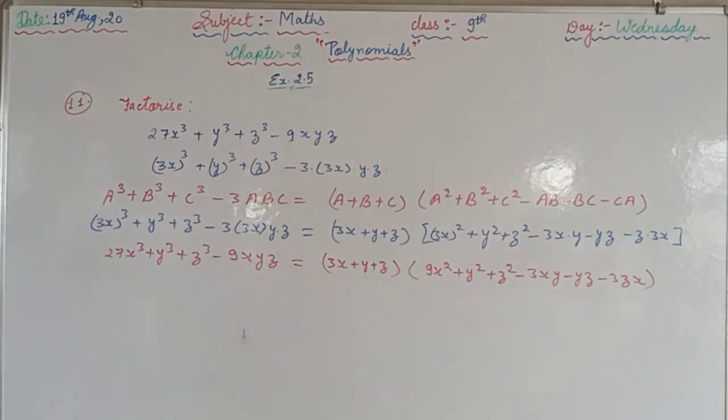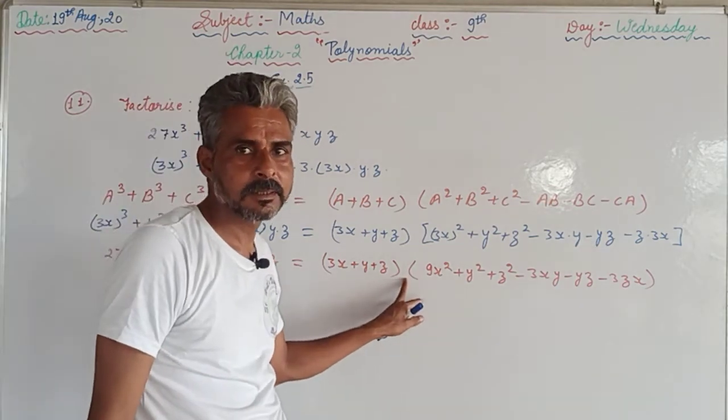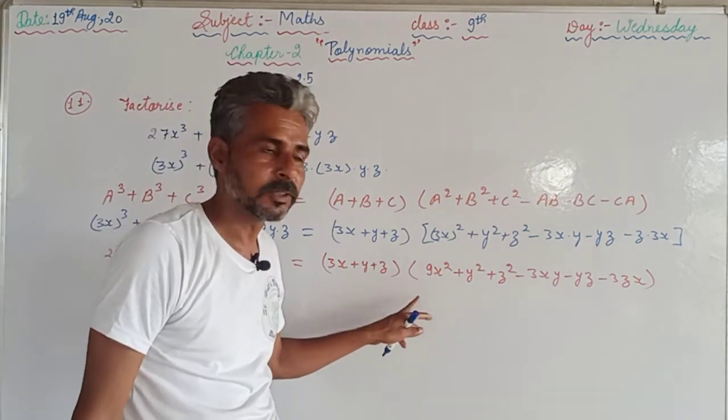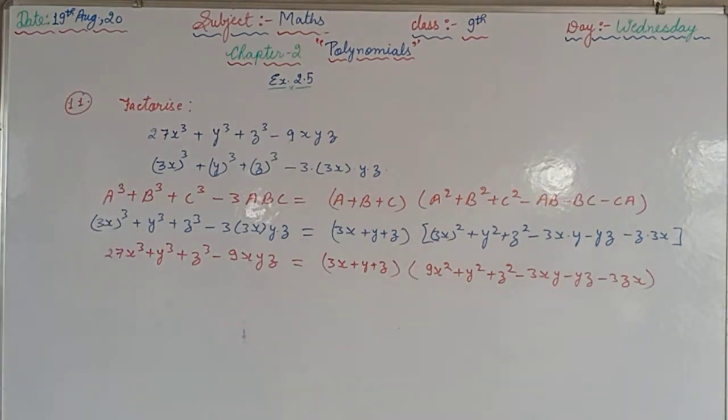Factorized means we should have two brackets, and in between those brackets there should be a sign of multiplication. If nothing is written, it means there is a sign of multiplication. So like this we can factorize such types of algebraic expressions. I hope that you have understood.